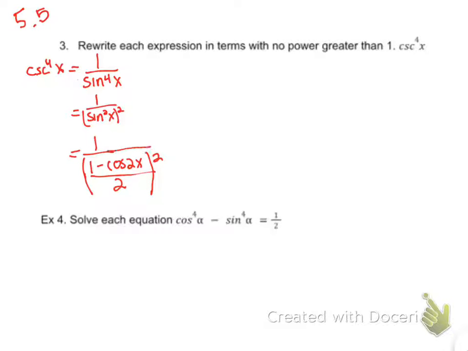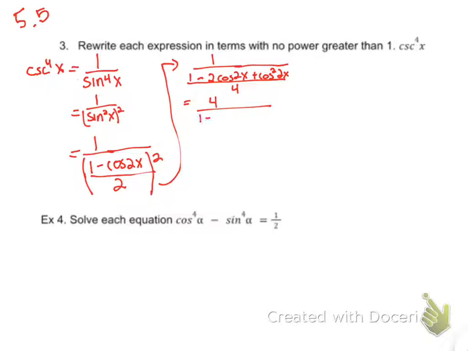Squared. I'm going to have to go back up here to continue it. So I have 1 over. We're going to double distribute that. So 1 minus 2 cosine 2x plus cosine squared of 2x all over, and then 2 squared is 4. Well, fraction in the denominator is the same thing as multiplying by the reciprocal, so that'd be 1 times 4 over all of that stuff. So I'm able to rewrite this as 4 over 1 minus 2 cosine squared x plus cosine squared 2x.